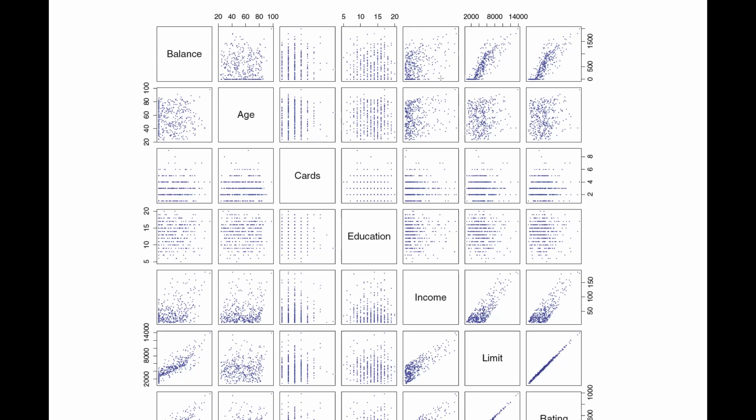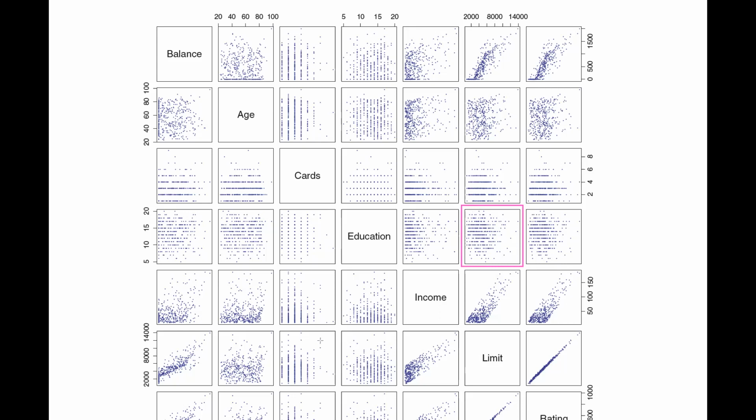Now, each of these charts is plotting one variable against another, a bit like in simple linear regression. Education would probably be qualitative, and this is plotting education against limit. This would probably be like a borrowing limit.